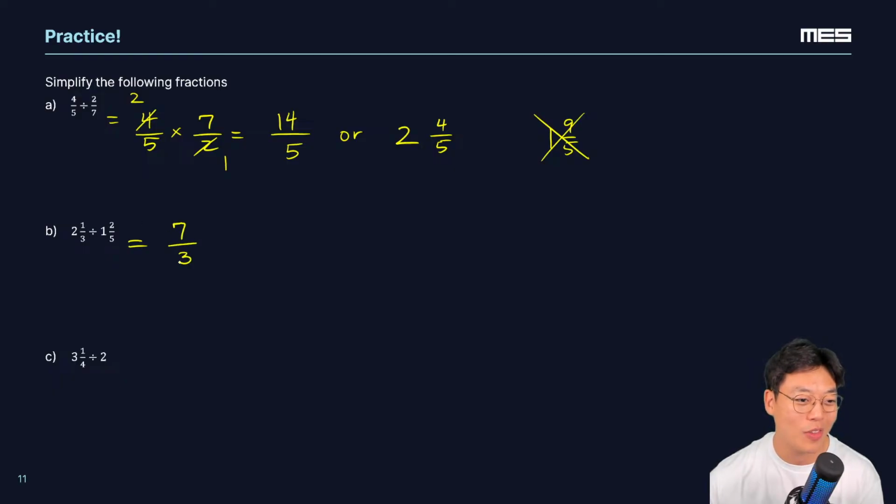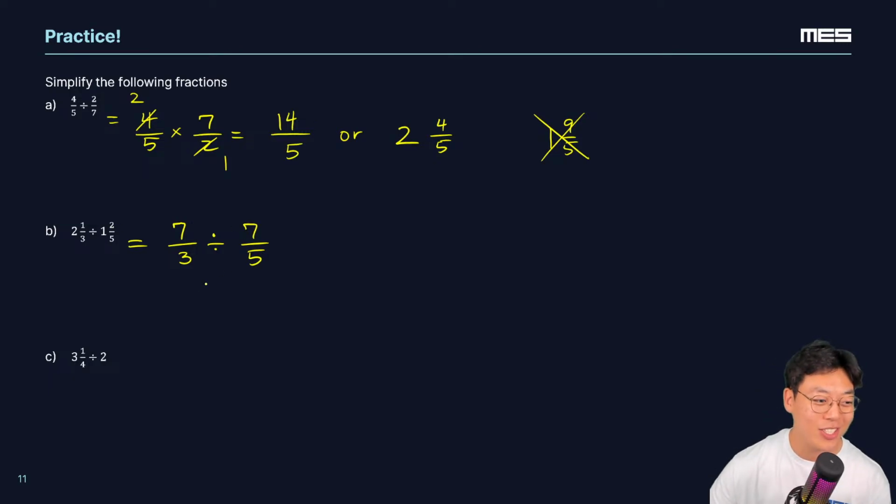Yes, 7/3 is correct. Now we're dividing this by another mixed number, 1 and 2/5. We have 1 full 5 and tack on an additional 2. That gives us 7/5. And using now KCF, great, Sean. Using KCF, whenever we divide by a number, we can multiply by its reciprocal.